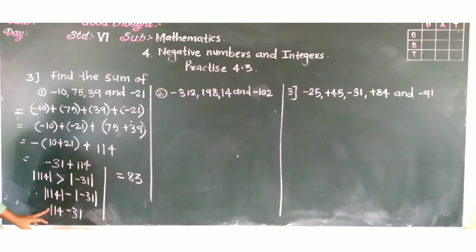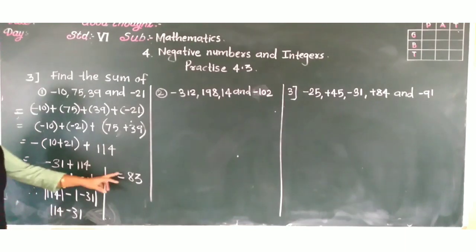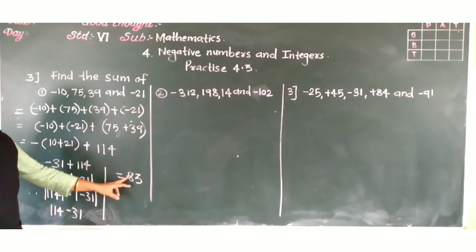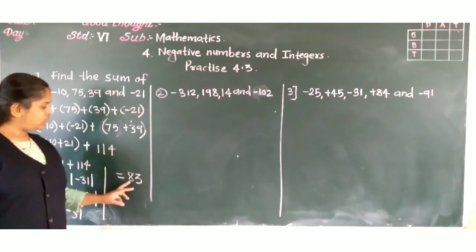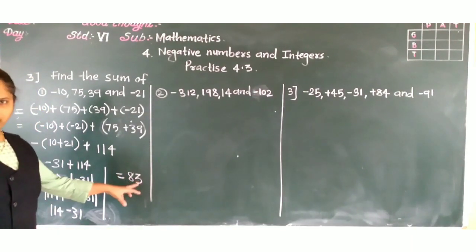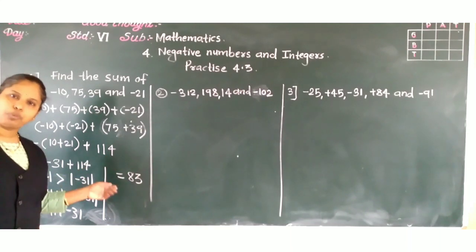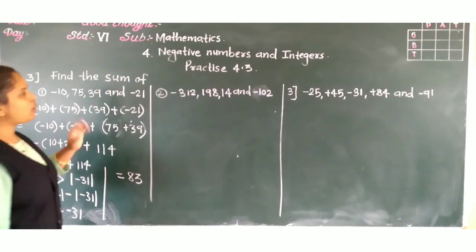Okay? The sign will be that of the absolute value which is greater. So now see, the absolute value of 114 is greater. And what is the sign of that? Plus. So the answer will be in positive sign. Here I did not mention the sign, which means it is positive. Followed?